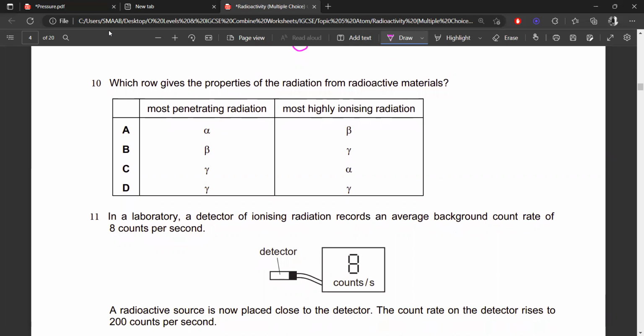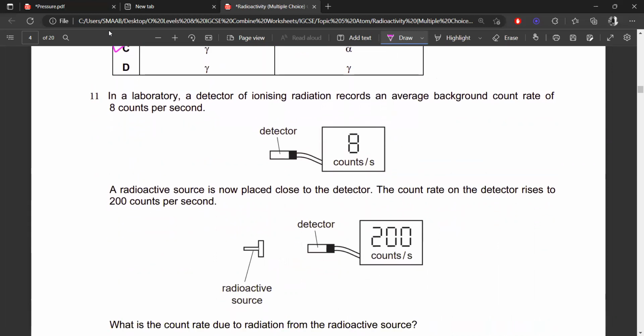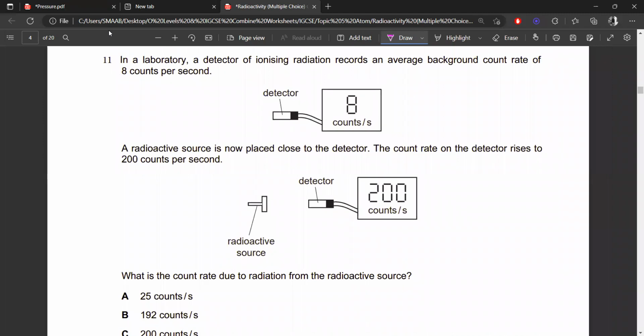Which row gives the property of radiation? Most penetrating, gamma, most high. Yes, C is the right answer. Good. 11.